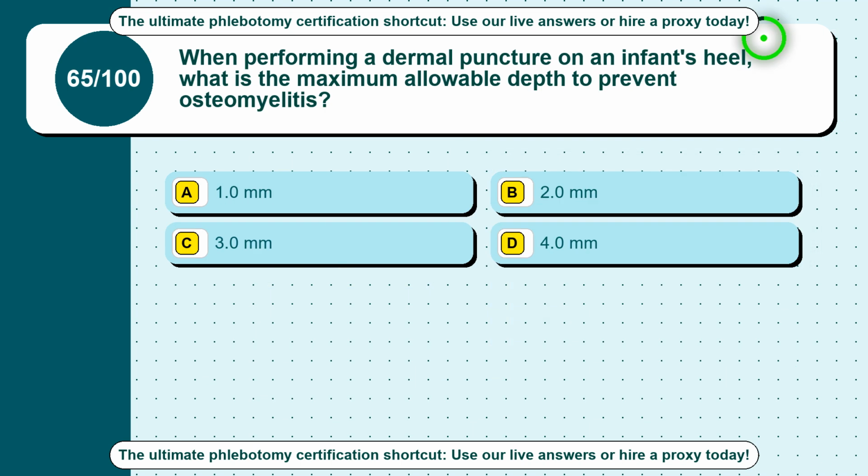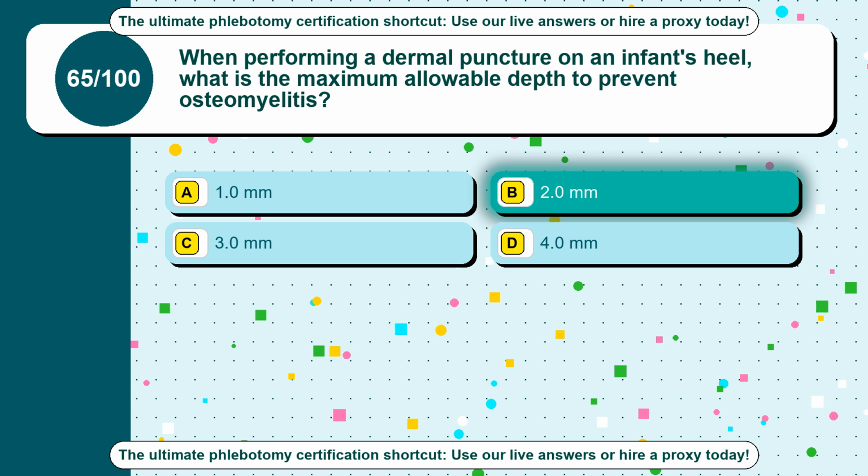Question 65. When performing a dermal puncture on an infant's heel, what is the maximum allowable depth to prevent osteomyelitis? Option A, 1.0 mm, option B, 2.0 mm, option C, 3.0 mm, option D, 4.0 mm. The correct answer is option B, 2.0 mm.